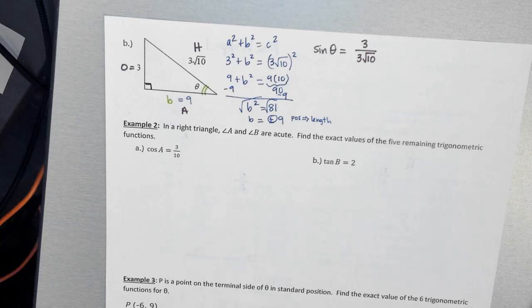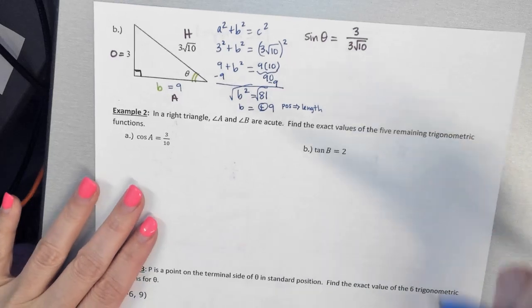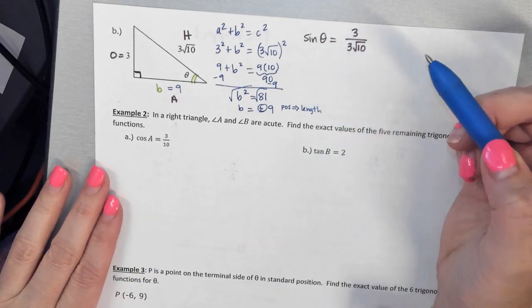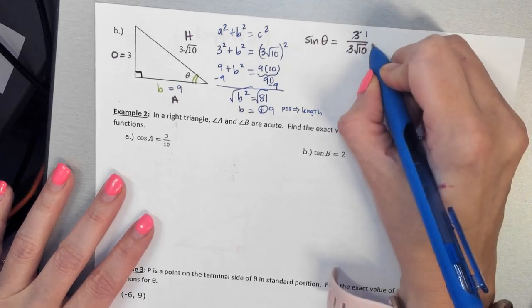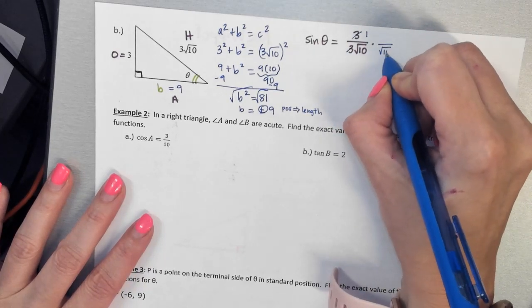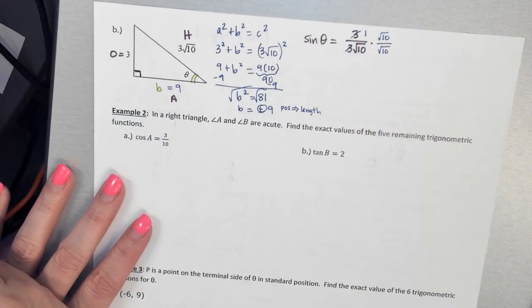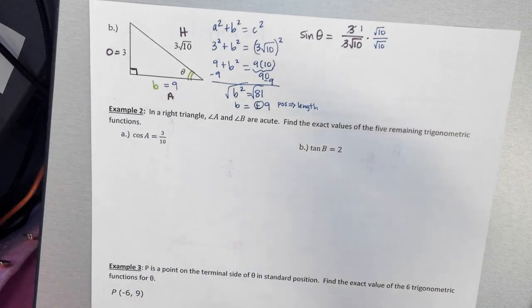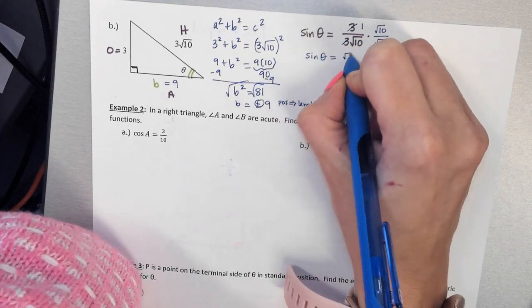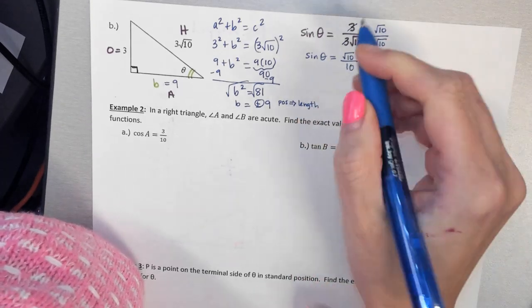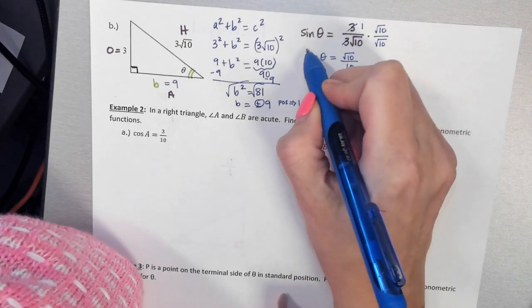Remember, when you are in simplest form, what can't we have? Right, you can't have a square root in the denominator, so we are going to have to simplify. Notice here you also have a 3 divided by 3, which is what number? 1. So this just becomes a 1. And then to rationalize, we multiply by root 10 over root 10. Okay, so then we will have the sine of theta is equal to root 10 over 10. Okay, root 10 times root 10 is 10.